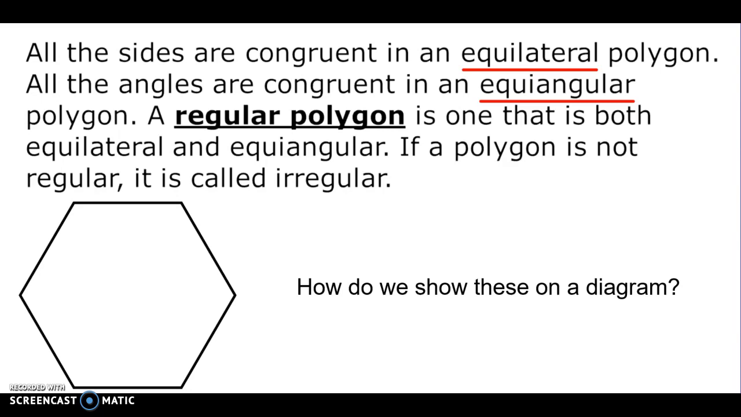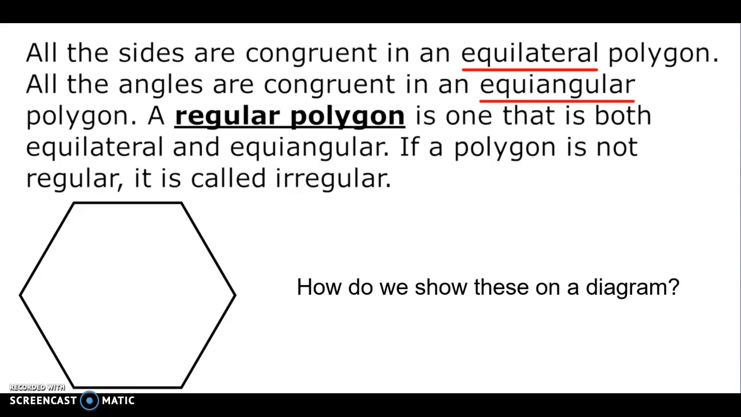Next way to classify polygons. First we have by number of sides, then concave or convex. Now we have regular or irregular. To be regular, it needs all congruent sides, so it has to be equilateral. And it also needs to have all congruent angles, meaning it's equiangular. Okay, so how do we mark that? You have this diagram on your notes. Go ahead and mark that as equiangular and equilateral.